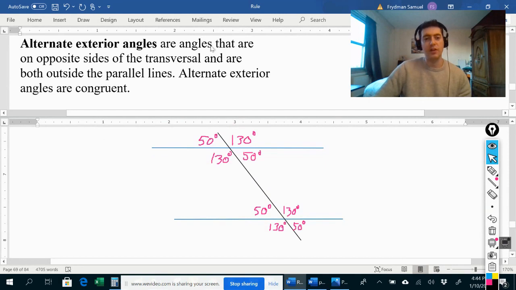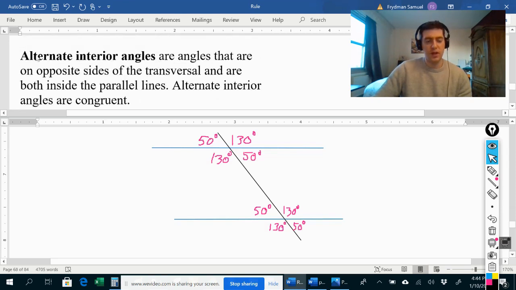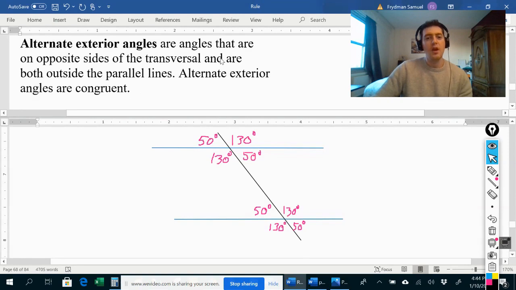Alternate exterior angles are angles that are on opposite sides of the transversal. Well, that's the same as what we had before, because we had the word alternate there too. But these guys are both outside the parallel lines, and that's because here we have the word exterior instead of interior. But we still have the word alternate, so they're on opposite sides of the transversal.